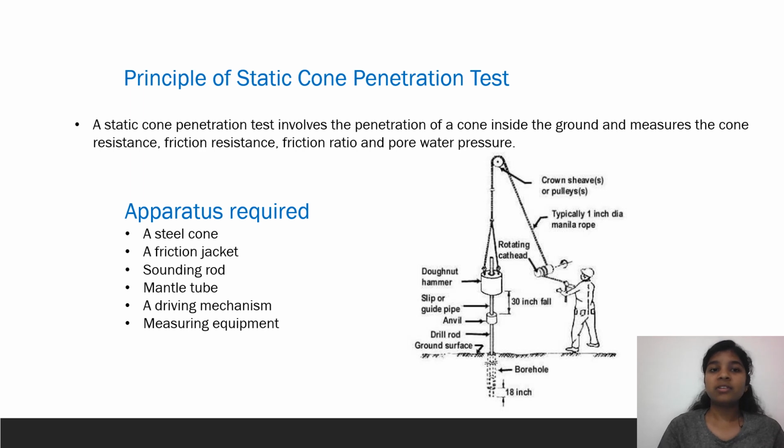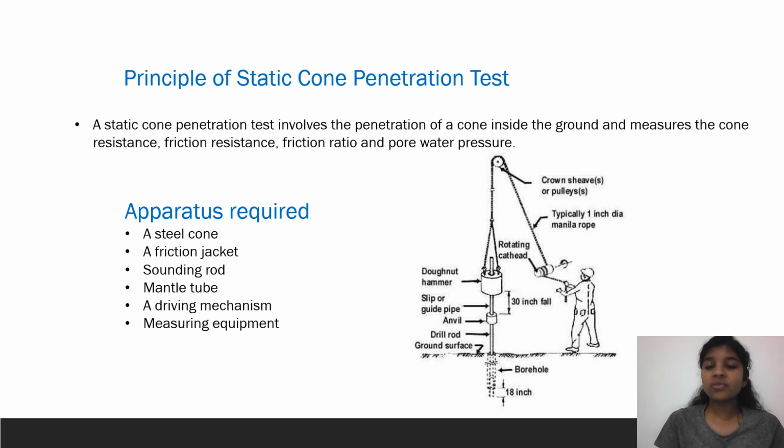After that, we will see what the principle of a static cone penetration test is. A static cone penetration test involves the penetration of a cone inside the ground and measures the cone resistance, frictional resistance, friction ratio, and pore water pressure. For calculating the pore water pressure, friction, and the resistance created by the soil surface, we are measuring with the help of a static cone penetration test.